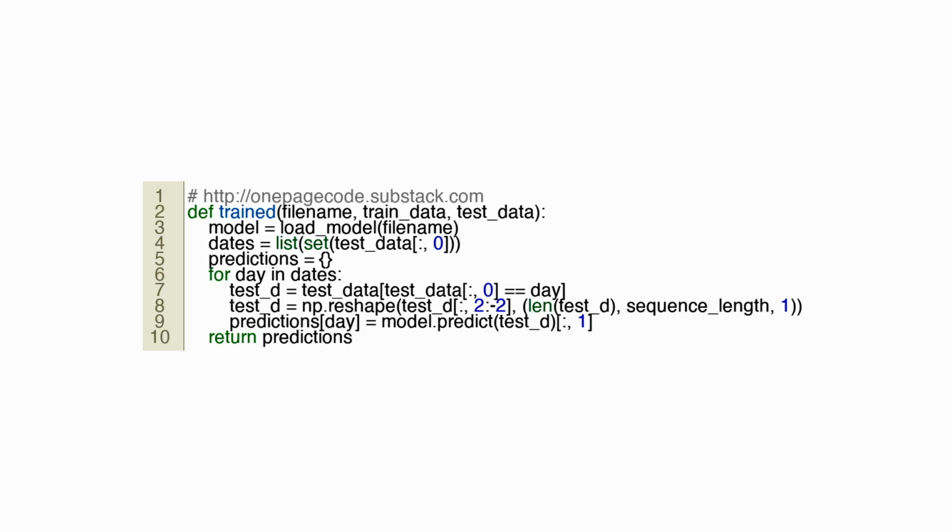For each date, it selects the rows of the test data that correspond to that date and reshapes the data into a format that the model can use for prediction. The predictions for that specific date are then stored in the dictionary. Once all the dates have been iterated through, the function returns the dictionary of predictions for each date.